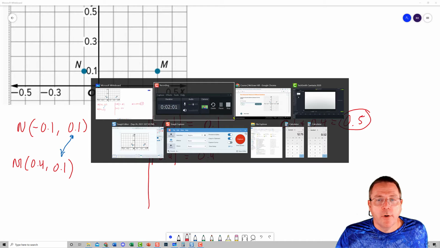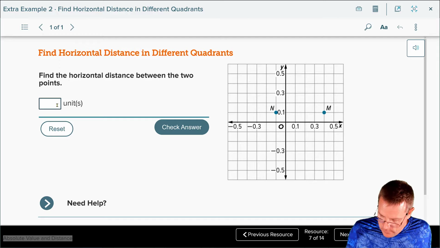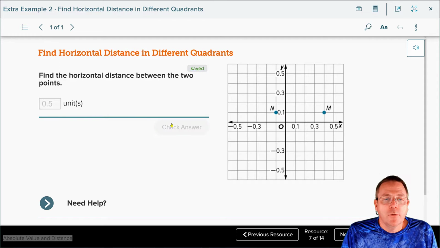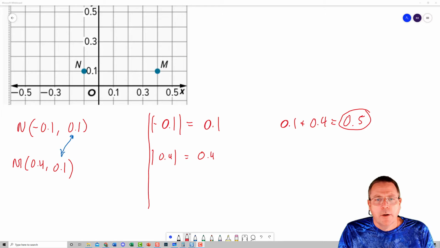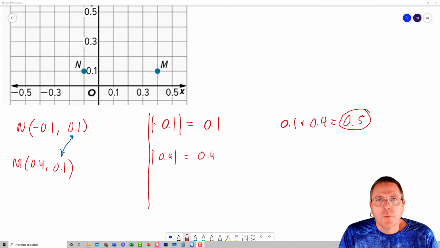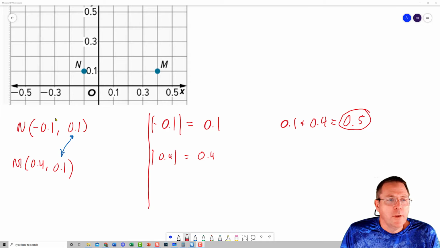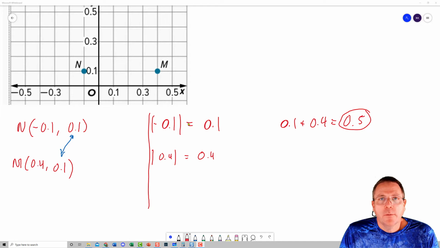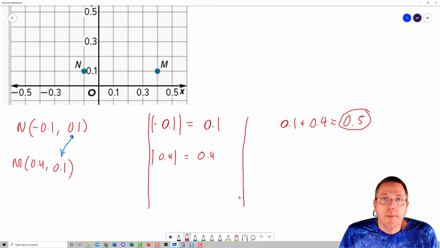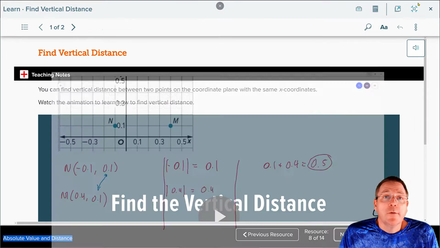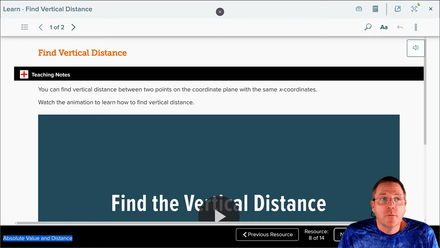So how far apart are the points going to be? They're going to be 0.5 units apart, and our answer checks. It's that simple. Now, I should add that this is showing your work. I identified the coordinates of each of my points. I found the absolute values of the parts I needed, and then I showed my addition. So I had 3 different steps of supporting work here in order to justify the answer that I came up with. Make sure you are giving me good supporting work in your homework as well.